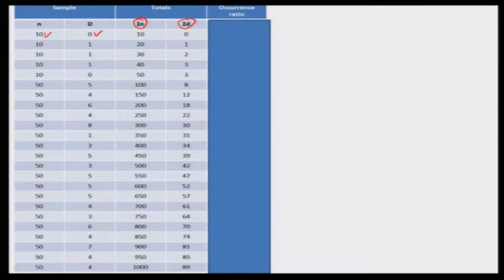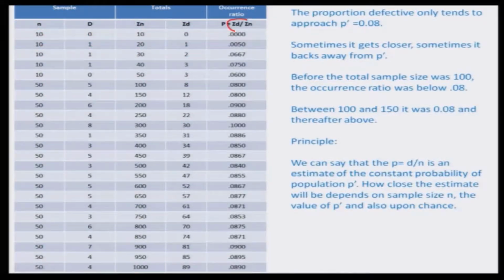For example, in the first sample of 10, the defectives are 0. So, sigma n is 10 and sigma d is 0. In the next sample, we have picked up another 10, so the sample size increases to 20, and sigma n is 20. The number of defectives here is 0 plus 1, so sigma d is 1. When another 10 are drawn, the sample size becomes 30 and the number of defectives becomes 1 plus 1, that is 2. This way we are recording the defectives in each draw, from the total number of samples and total defectives. We now calculate the occurrence ratio, which is represented by sigma d by sigma n.